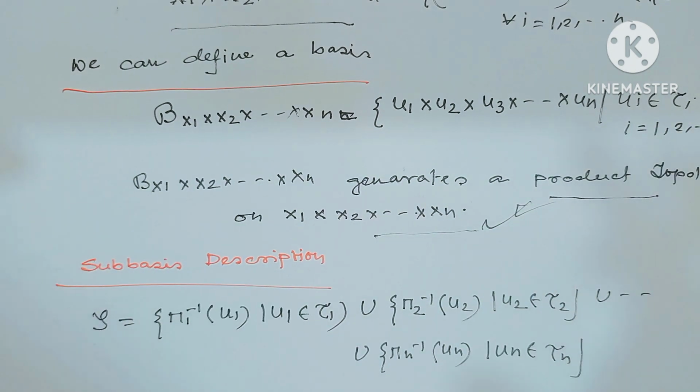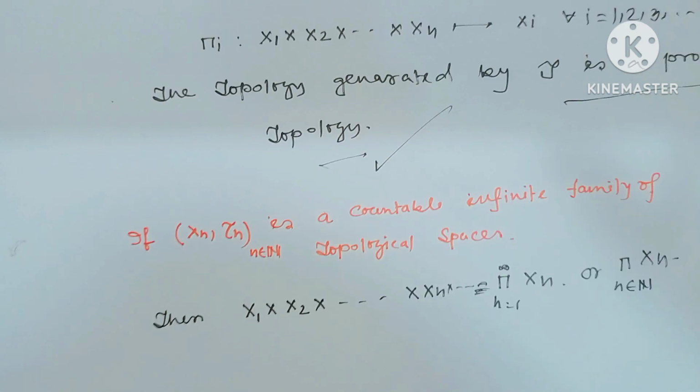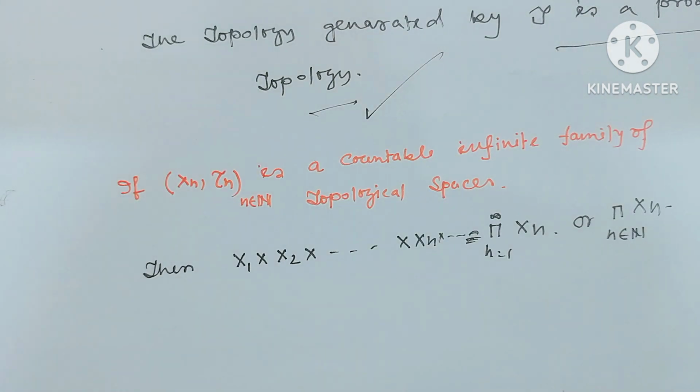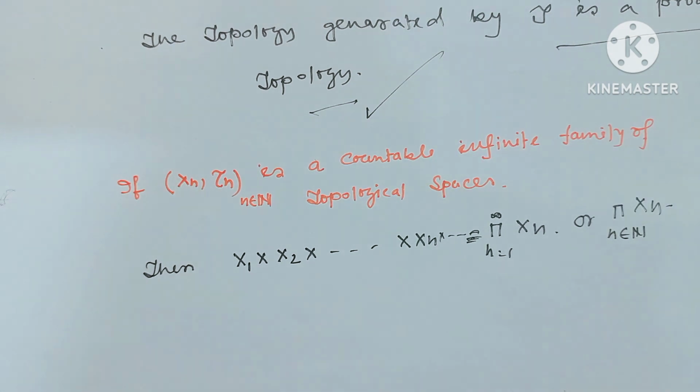This is today's goal of this lecture. Let (Xn, τn) be a countably infinite family of topological spaces. Then X1 × X2 × ... equals the product over n from 1 to infinity of Xn, where n belongs to the natural numbers. Then this is the infinite, or arbitrary, family of topological spaces. There are two topologies, product and box, and we study when box and when product. This is our goal of today's lecture.